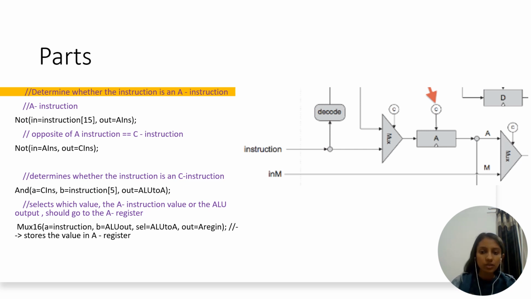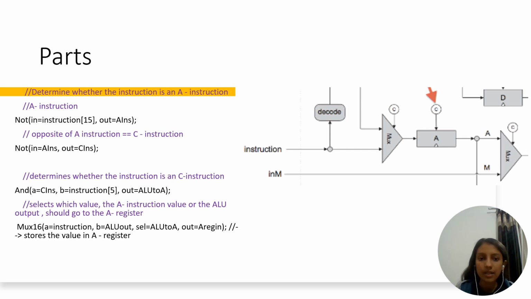Because there are only two possibilities, either it is A or it is B, it means the 15th bit of the instruction is 1. Then the AND gate is basically used to check if the output of the ALU is to be stored in the A register, which will happen on the satisfaction of two things. It should be a C instruction, and instruction bit 5, our destination D3, which I have shown in previous slides, should be on, and it will give output ALU to A.